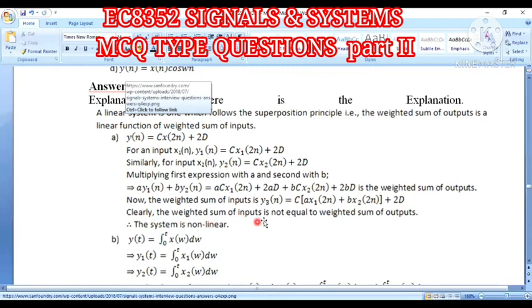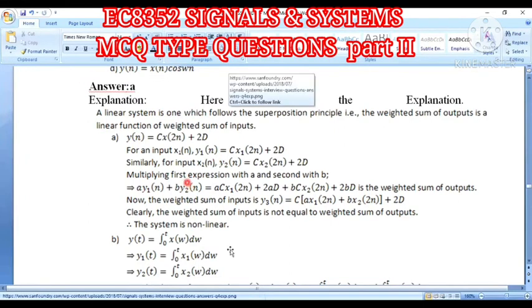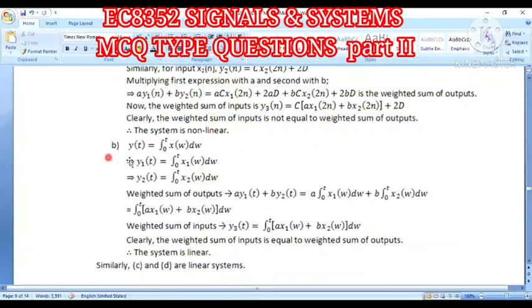So now clearly check: the weighted sum of the input is not equal to the weighted sum of the output. These two equations are not equal. So the given system is said to be non-linear. Okay, option A is satisfied, you tick it down. But anyhow, you have to check the other 3 cases also.